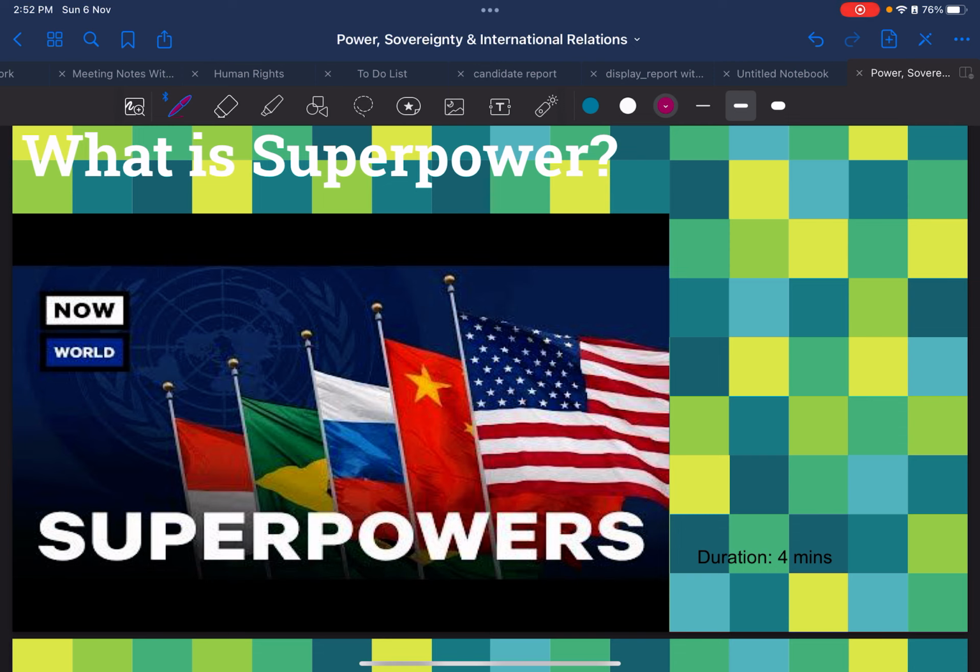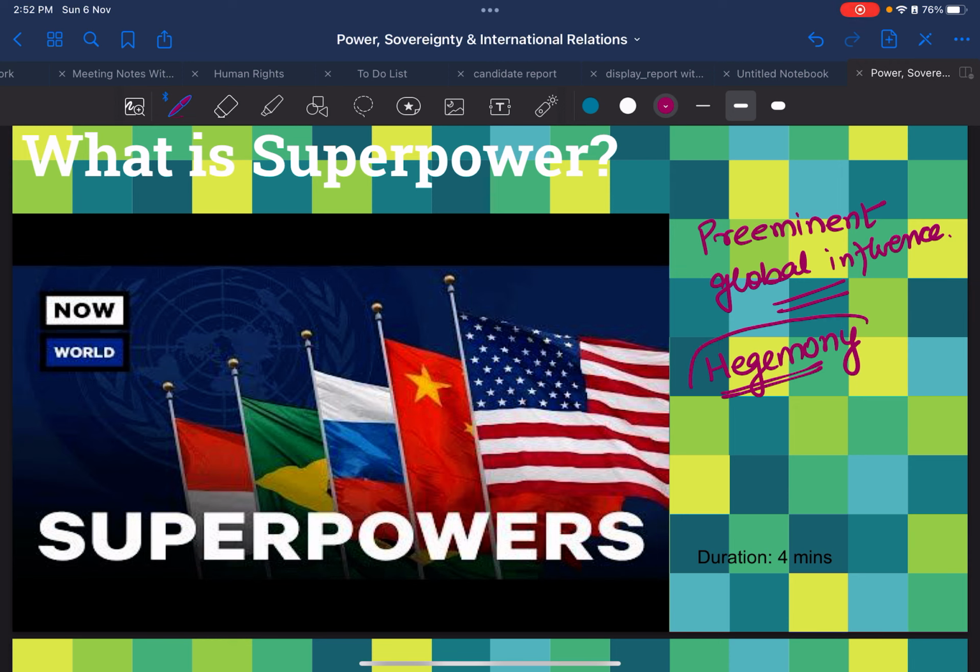As you already know, a superpower can be considered any state that has preeminent global influence, right? So any power which has preeminent global influence can be considered a superpower. We use one more term, that is hegemony. In global politics we use this term, and hegemony is the political, economic and military predominance of one state over other states, right? So not only in one sphere but in different spheres, political, economic, social, or you can name many more. When one country has predominance over the other states, it is known as a hegemonic state.